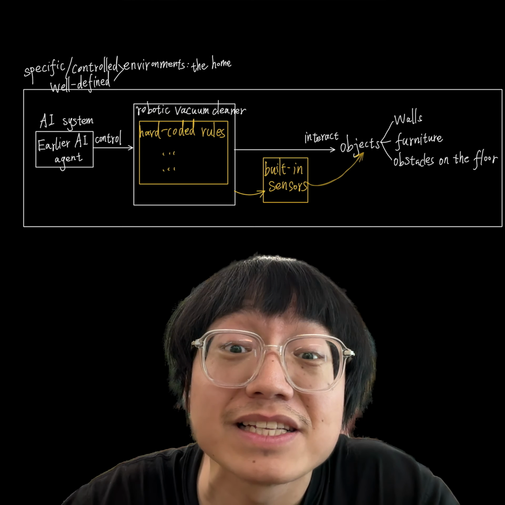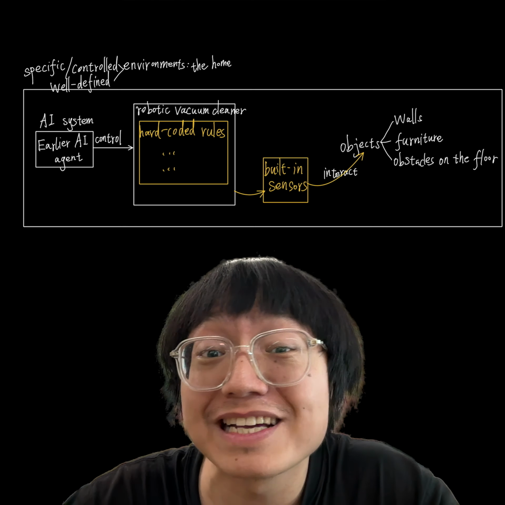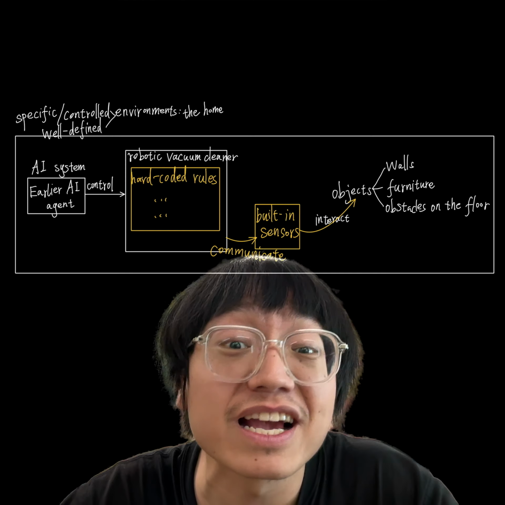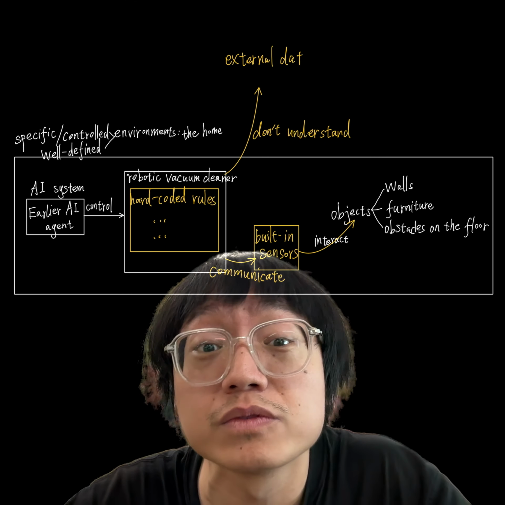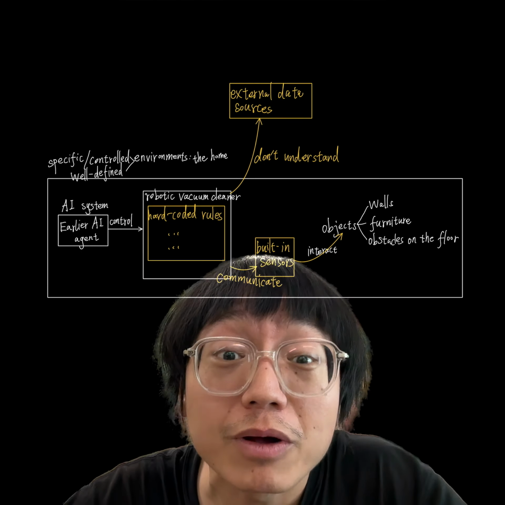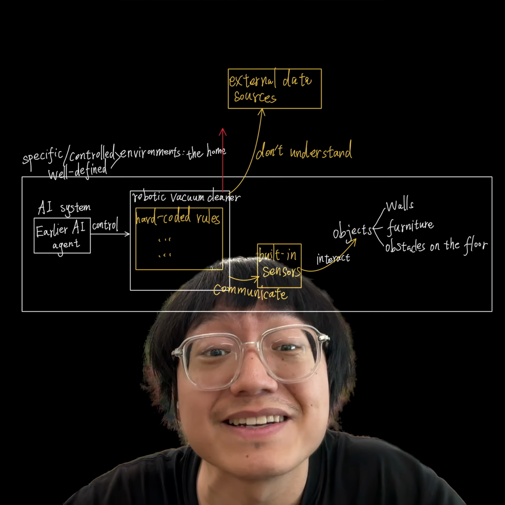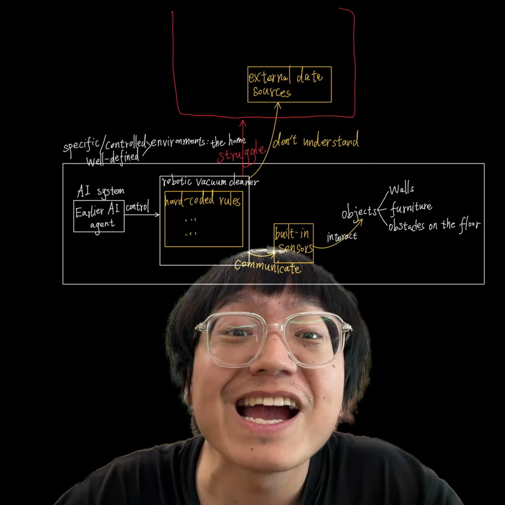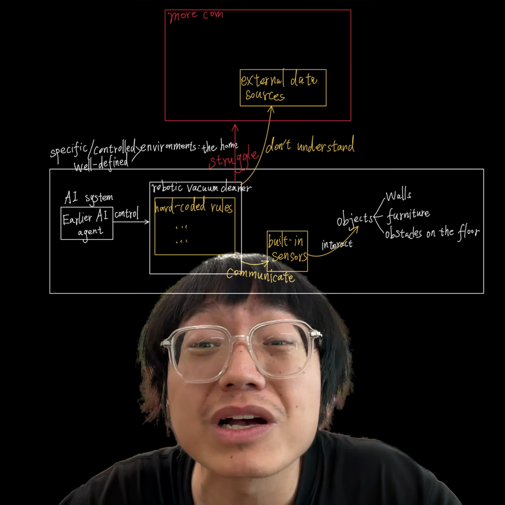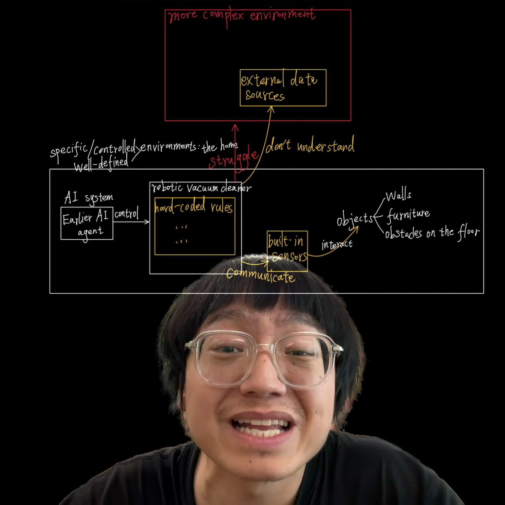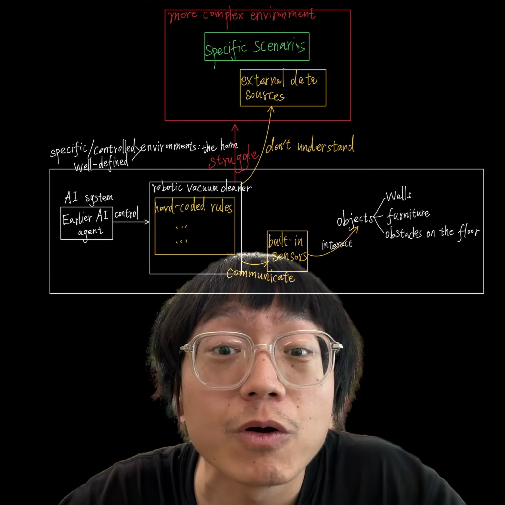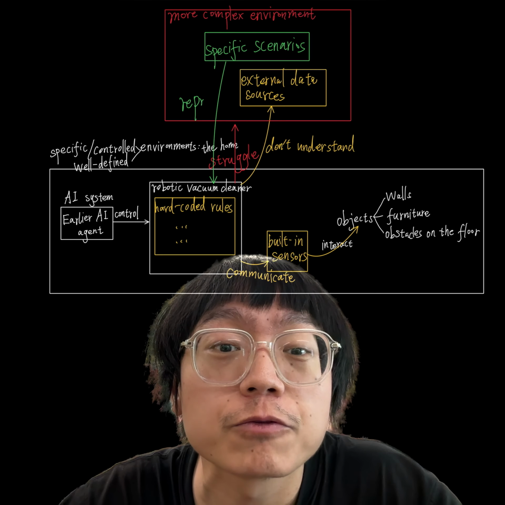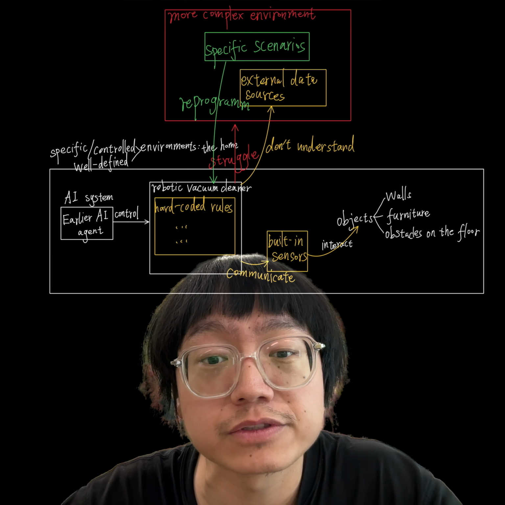So the environment is simplified, and the robot doesn't need to understand complex external data sources or communicate with any other systems beyond its built-in sensors. So the robot can only operate within the limits of its programming, and if the environment becomes more complex, for example, if the house layout changes drastically, then this AI could struggle unless we reprogram it for those specific scenarios. Compare that to a modern language agent.